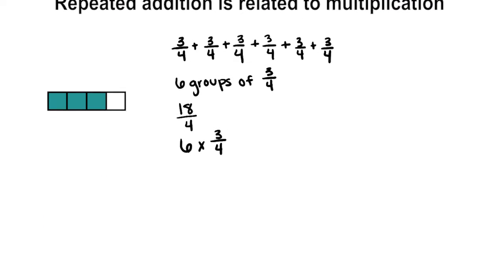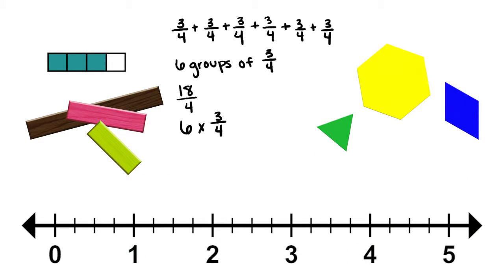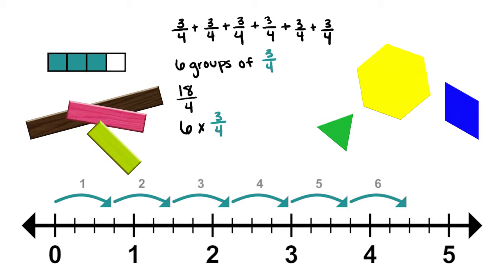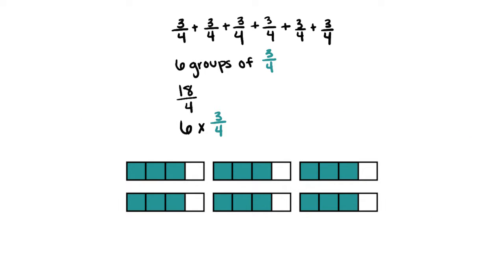Students will use area models, number lines, Cuisenaire rods, and pattern blocks to model multiplication of fractions. In a number line, this would be shown by jumping 3/4 6 times. Each jump is a multiple of 3/4 and ending at 18/4. Here is another example of 6 groups of 3/4 modeled using an area model.